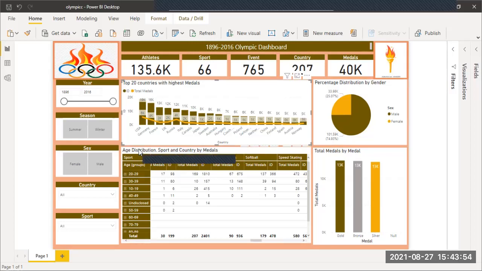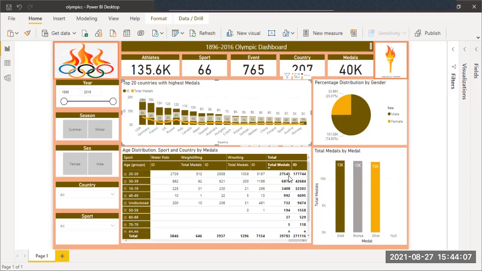The third chart shows the age distribution with the highest number of medals. You can see that the age group from 20 to 29 has the highest number of medals. If I scroll to the end, you'll see that the total number of medals for the age group of 20 to 29 is 27,545.